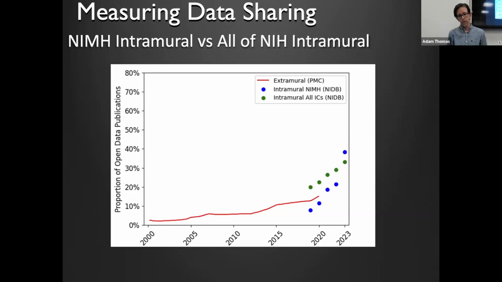And NIMH, we were pleased to see, was just below and all of intramural was high. But just in 2023, we've seen NIMH bump above the average for the intramural program, which we were very pleased to see. But we think that this is a way to sort of create incentives by actually looking at the literature and seeing where that reporting is.